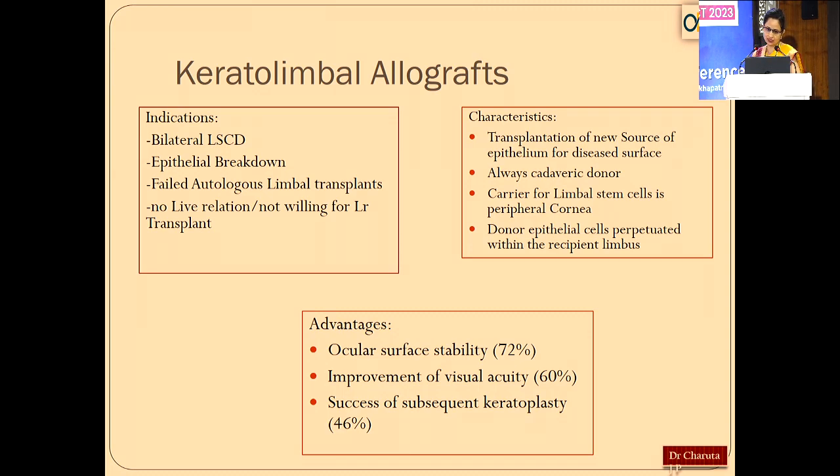Characteristics of this transplant is that a new source of epithelium is being given to the diseased surface. It is always a cadaveric donor. The cornea is acting as a carrier for limbal stem cells. As we know, in all the previously described grafts there is a carrier, like in a live related conjunctival allograft the carrier is the conjunctival limbus. In this case, the cornea is posing as the carrier. Donor epithelial cells are perpetuated within the recipient limbus, and we are actually placing the enemy right into the limbus, which is highly vascularized, containing a lot of antigen presenting cells, thereby necessitating a very aggressive systemic immunosuppression regimen.